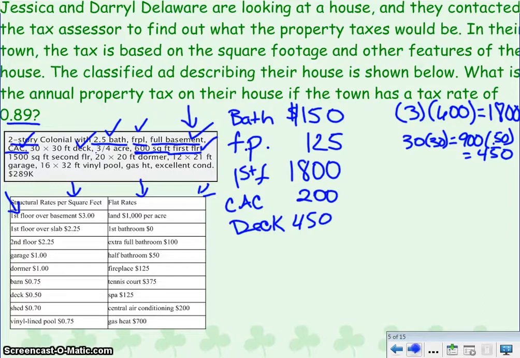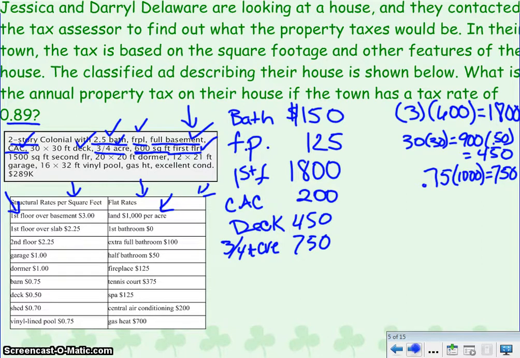Next, we have 3/4 of an acre. Well, 3/4 can also be written as 0.75. Remember, if you have 3/4 out of a dollar, it's 75 cents, so it's 0.75 times, right here, it's $1,000 per acre. So when we multiply that, we get $750. And that's for our 3/4 acre.